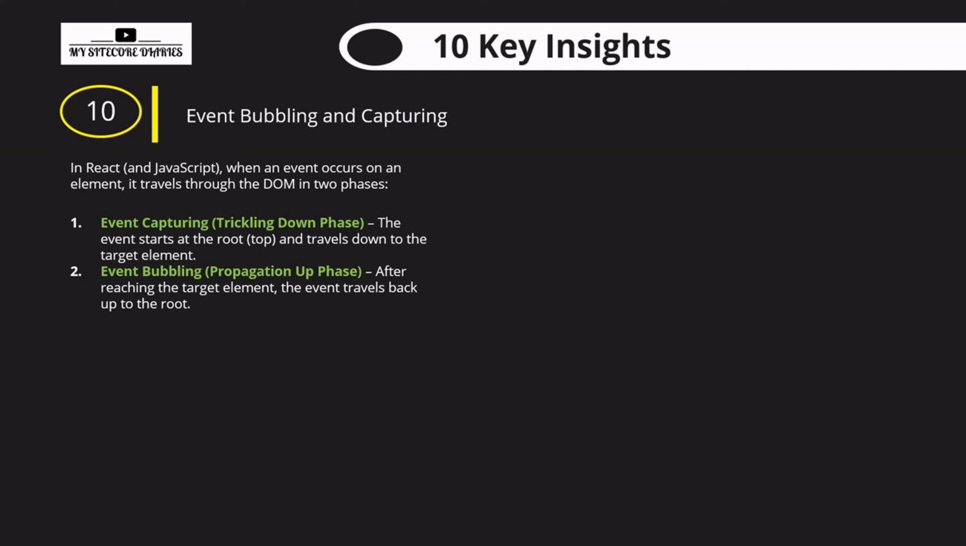And the second phase is event bubbling, that is the propagation up phase. After reaching the target element, the event bubbles up to the root. It goes up. So this is the default behavior when we use onClick in React.